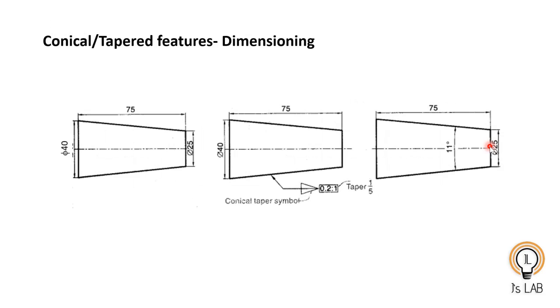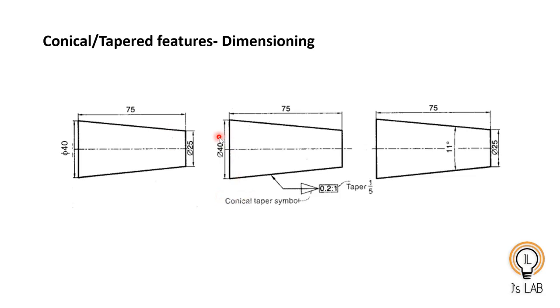This is how square dimensioning is made. Now the conical or tapered features. In many cases you will have tapering. So the first case is you can provide the outer dimension, the longest diameter and the shortest diameter, and the distance between these two. That is one way of representing a tapered feature.